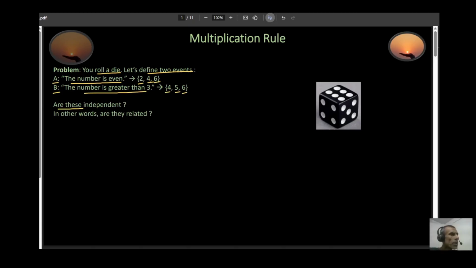Are these two events independent? In other words, are they related? These types of questions are answered by the multiplication rule. This session is about the multiplication rule. By the way, the answer for this is no, they are not independent.